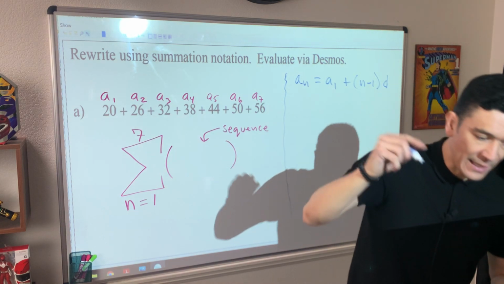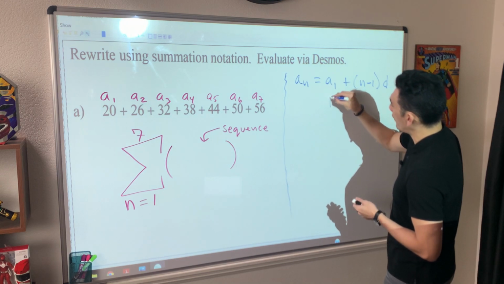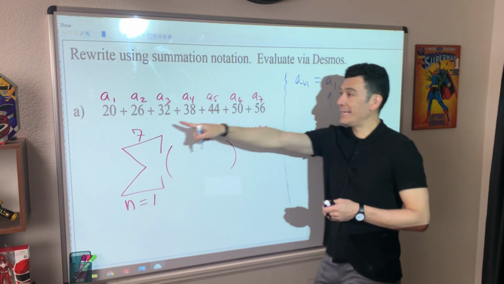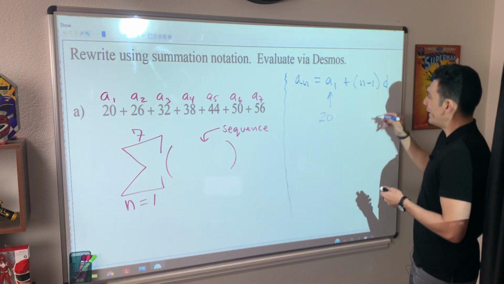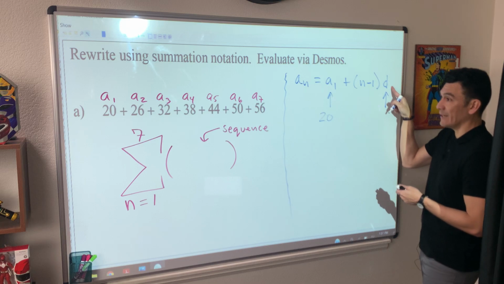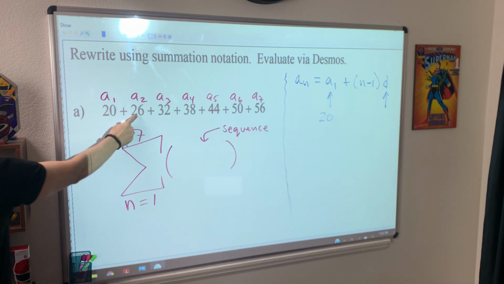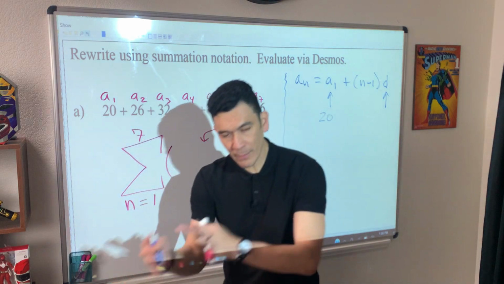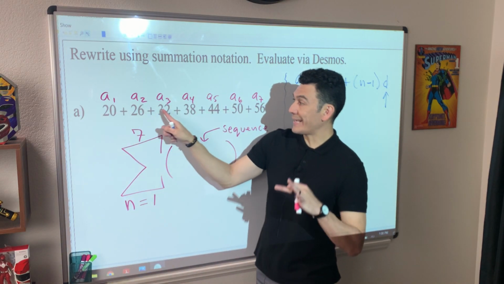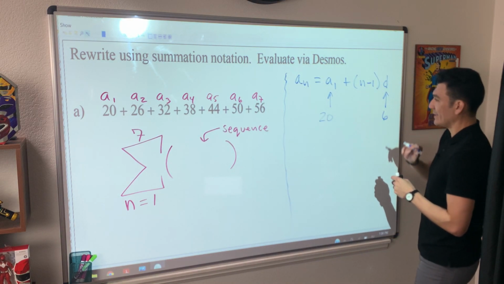Remember that? We had a_n equals a1 plus n minus 1 times d, where we know that the first term, a1, is 20. And we know our common difference, well, look at the numbers. We're going from 20 to 26 to 32 and so on. What's happening as we go from one number to the next? In this case, they're getting bigger by 6. So 6 is your common difference.